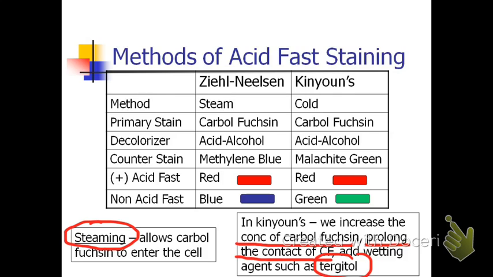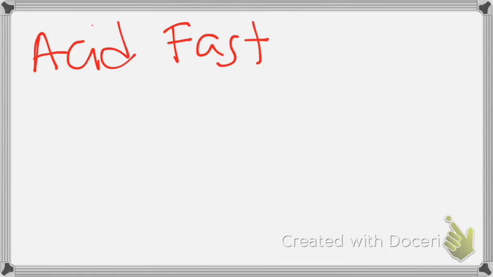Now, let's go back to the question. Why do we call it acid-fast? Acid-fast because of the fact that they have the ability to resist decolorization by an acid alcohol. Now, this is a unique characteristic as compared to other microorganisms.